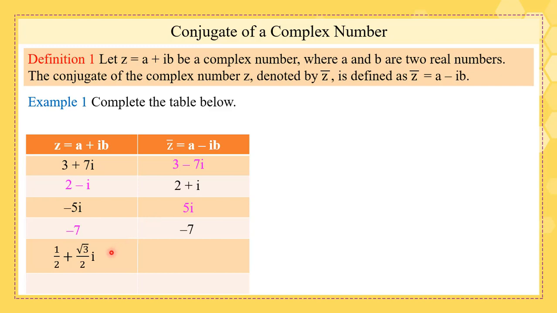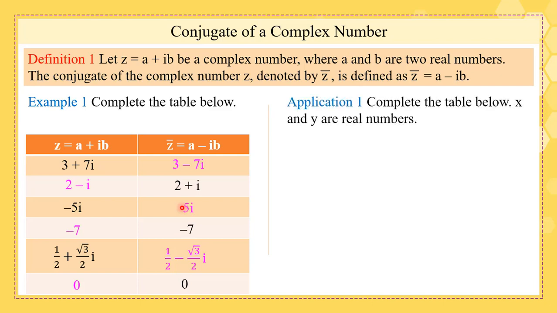This complex number, its conjugate would be half minus the square root of 3 over 2i. And finally, if z bar is 0, z also would be 0. So notice here, the conjugate of a real number is itself, whereas for the conjugate of a pure imaginary number, we just change the sign of the pure imaginary part.